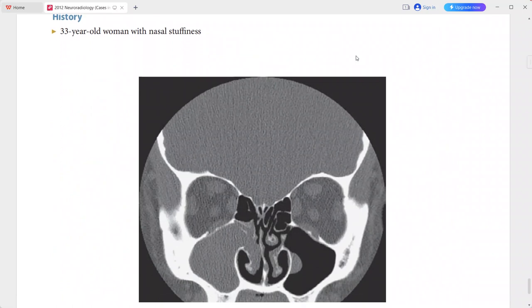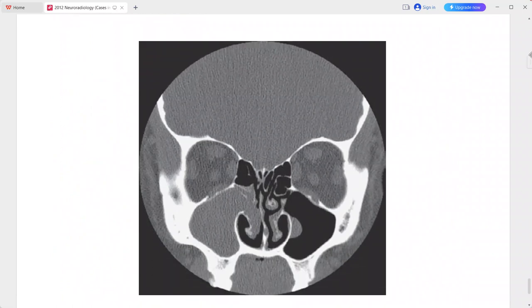Next case, a 33-year-old woman presenting with nasal stuffiness, and this is the only image provided. This is a coronal CT section showing a lobular mass spanning the right maxillary sinus and lateral nasal cavity, with calcification. There is also remodeling of the uncinate process and ethmoid bulla, causing widening of the infundibulum.